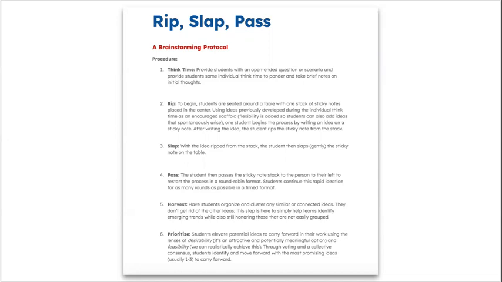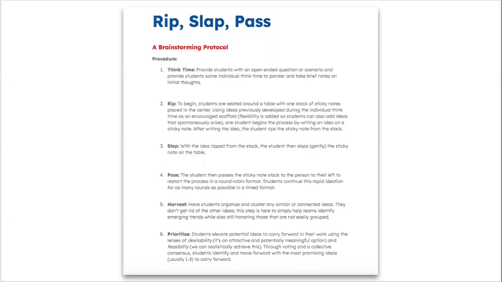To begin this piece, students are seated around a table with one stack of sticky notes placed in the center. Using ideas that were previously developed during the individual think time, students will start to generate ideas. They'll do this by writing an idea on a sticky note, and then after they write their idea, the student will rip the sticky note from that stack. Then we go to the slap piece, which allows students to gently slap that sticky note on the table. And then they're going to pass that stack of stickies to the next person.